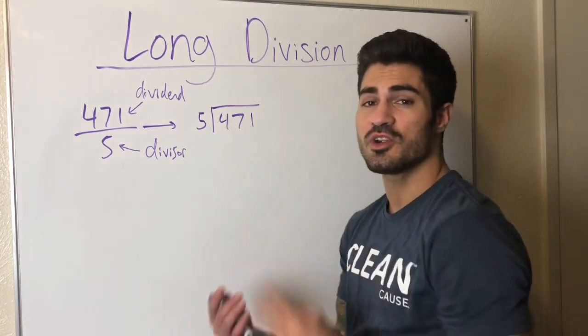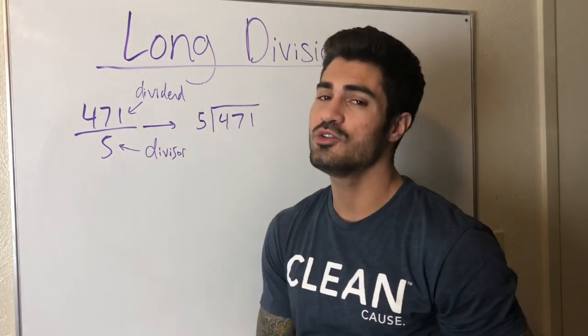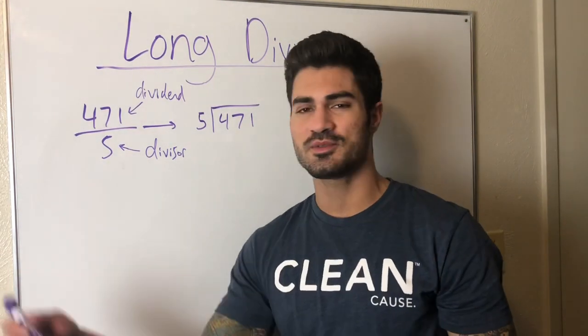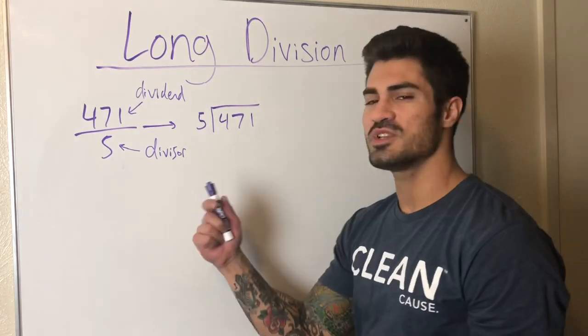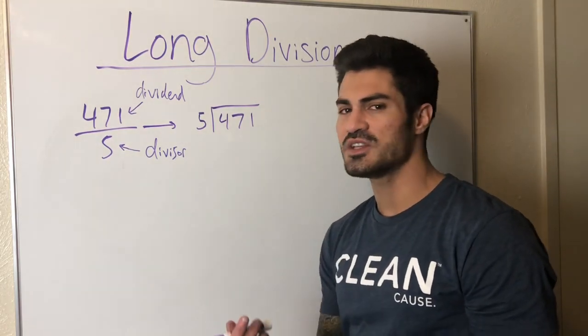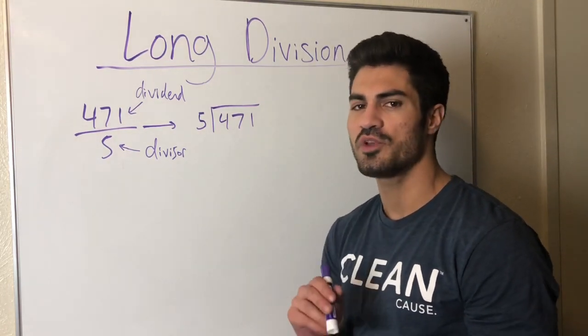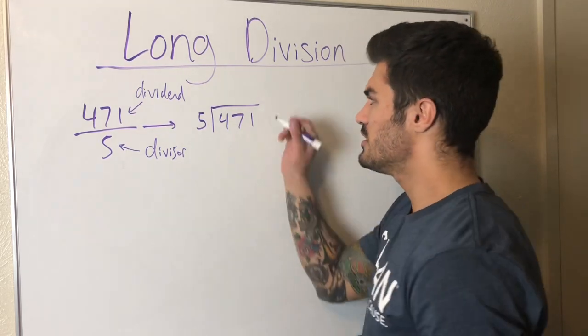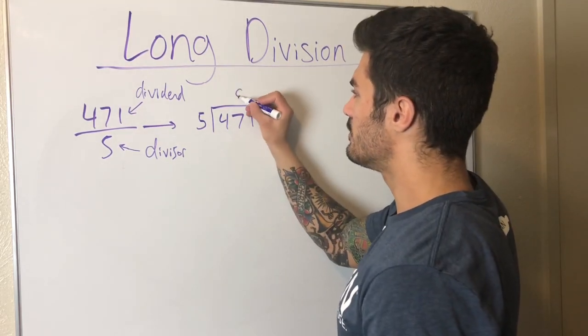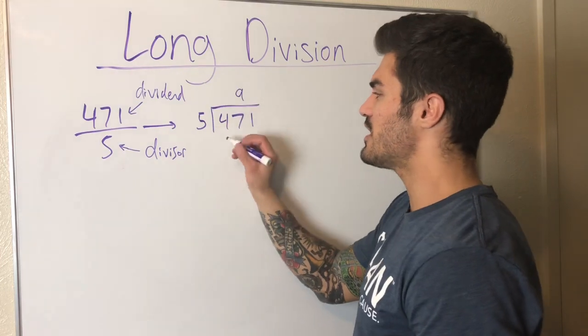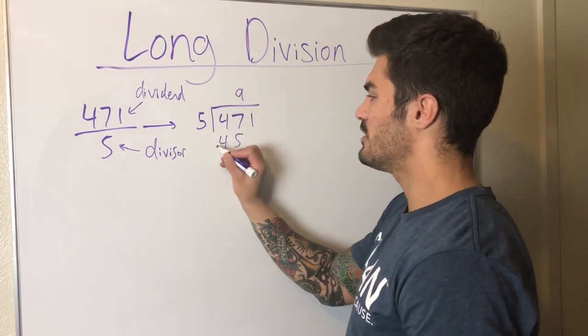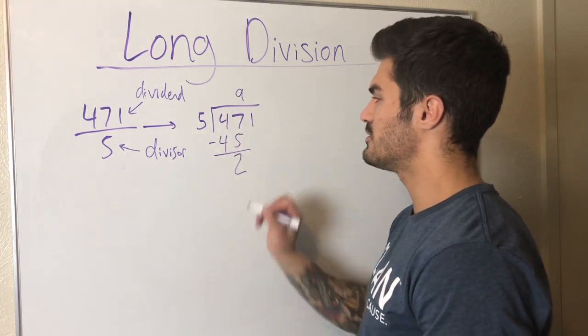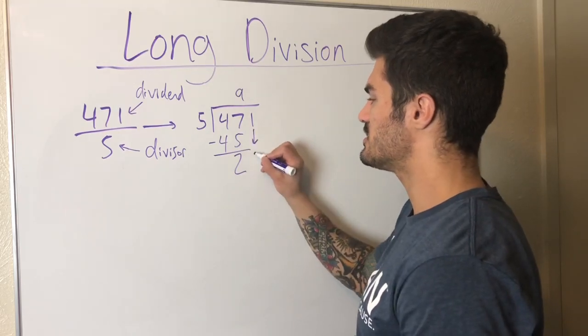And in some cases, when the numbers are bigger and the problem's harder, you do have to do some guesswork. You maybe have to write some stuff down on the side. But 5 times 9 is 45. 5 times 10 is 50. That won't work. That's too high. So our 45 is the highest we're going to get. So the 9 goes up here. And we multiply 9 times 5 and we get 45. And we subtract down. And then we carry down this next digit.